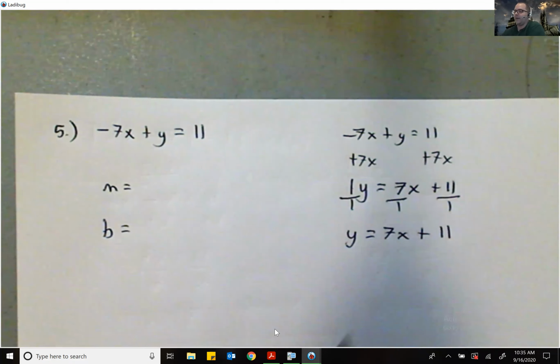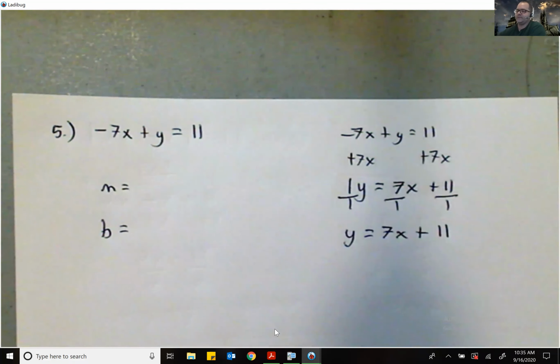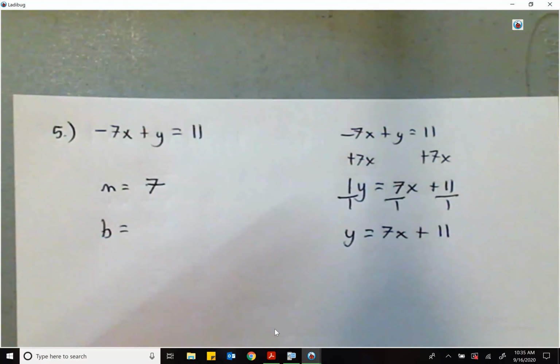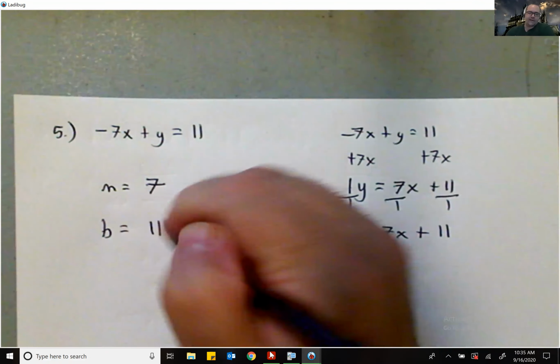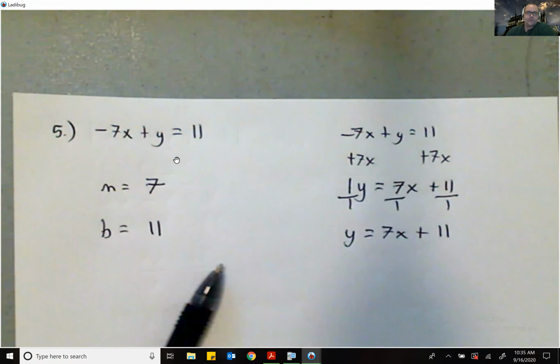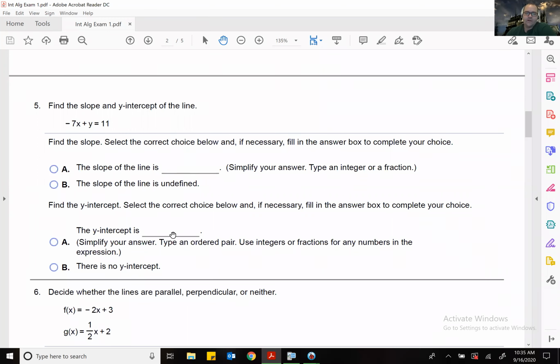So what is the slope of this line? 7. What is the intercept of the line? 11. There you go. So we're going to come back to our test. Right here, you're going to put 7. Now down here, look at what this says. What kind of answer does it want? An ordered pair. What is an ordered pair? What's another name for that?